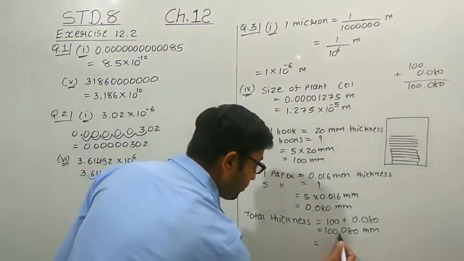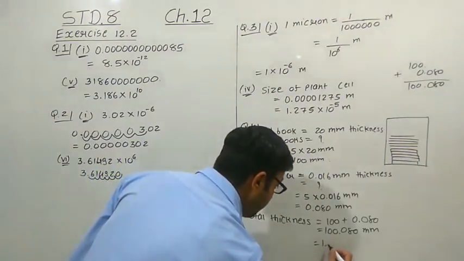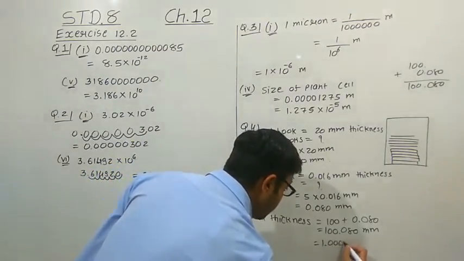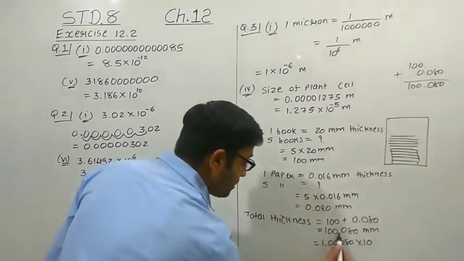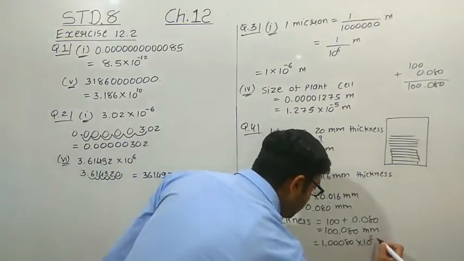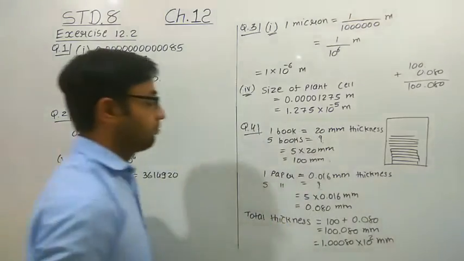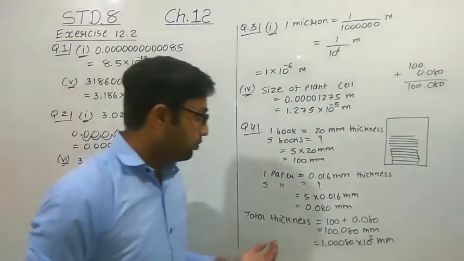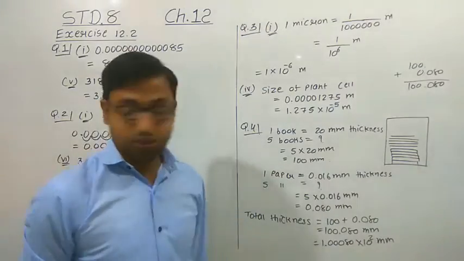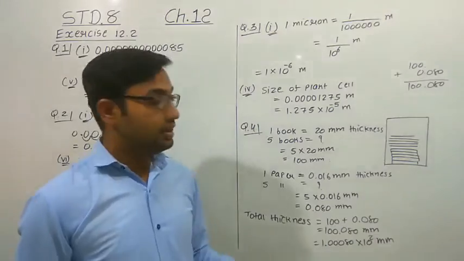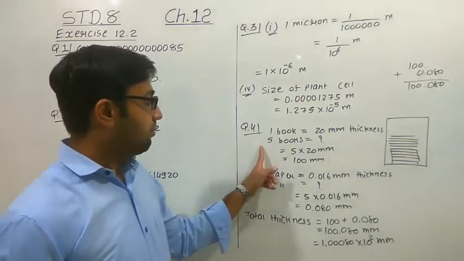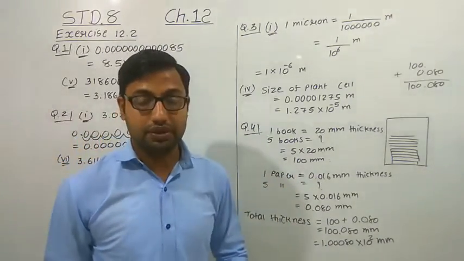Now we can convert this number into the standard form. So we have to shift this point to the left-hand side. We get 1.00080 into 10 raised to, how many places do we shift? 2. So positive 2 millimeter. When we shift the decimal point to the left-hand side, we take the positive power. So this will be the thickness of the stack, which is made by 5 books and 5 papers.